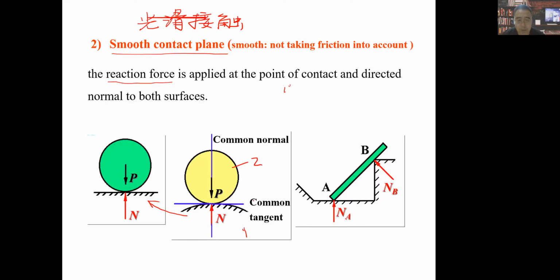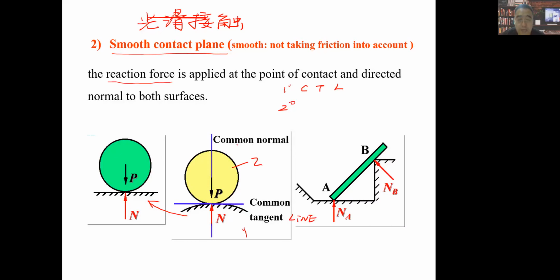So we should draw the common tangent line first, right? Second, we should draw a perpendicular line through this contact point. Actually, this is the common normal line of these two curved shapes.